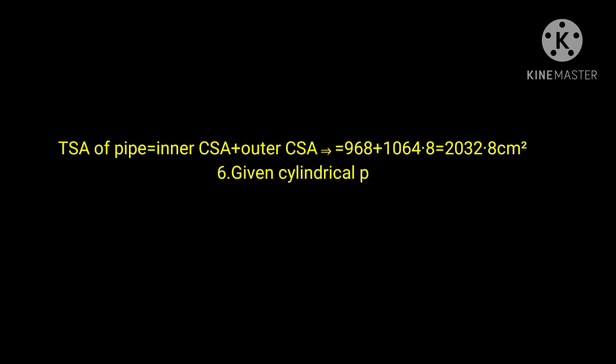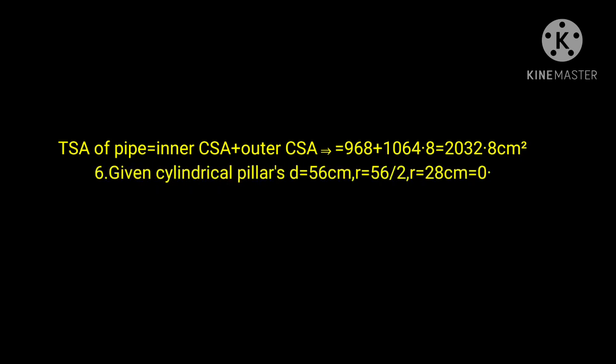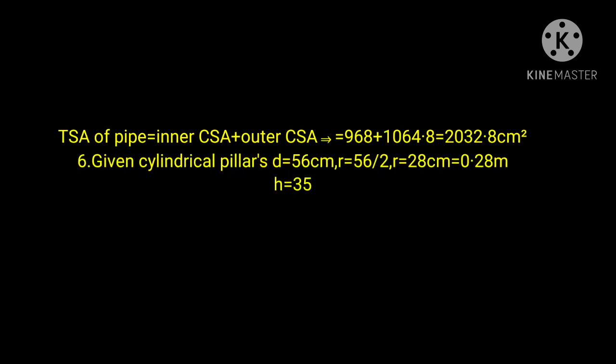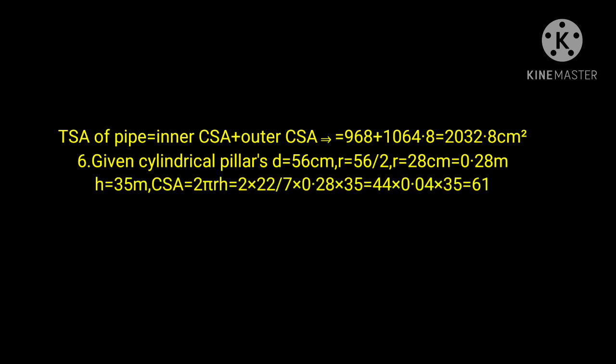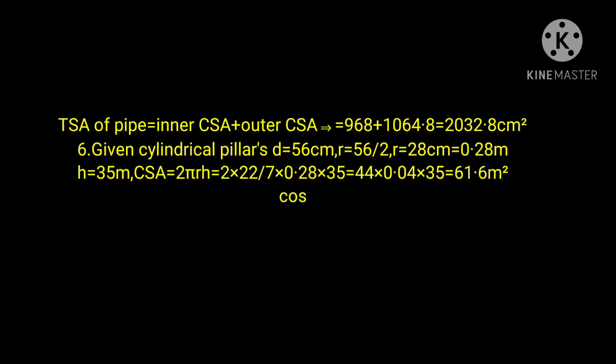Sixth question, given a cylindrical pillar's diameter D is equal to 56 centimeters, then radius R is equal to 56 by 2, that is equal to 28 centimeters. Change into meters, that is equal to 0.28 meters. Height is 35 meters. CSA is equal to 2 pi RH is equal to 2 into 22 by 7 into 0.28 into 35, that is equal to 44 into 0.04 into 35 is equal to 61.6 meters square.